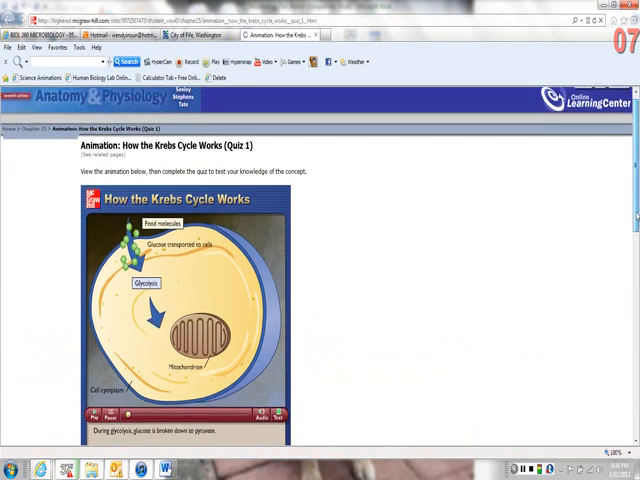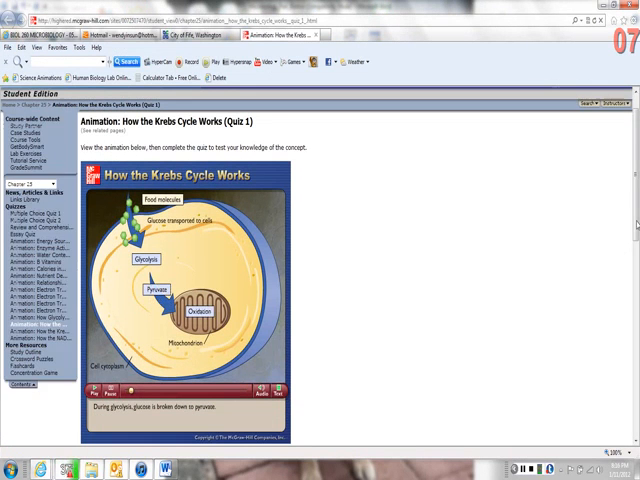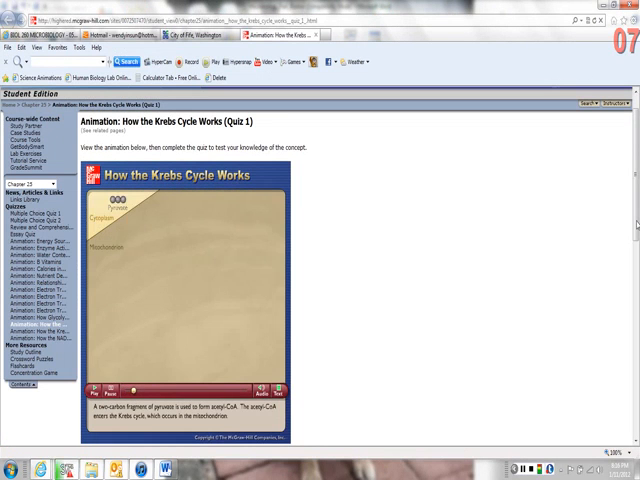During glycolysis, glucose is broken down to pyruvate. A 2-carbon fragment of pyruvate is used to form acetyl-CoA. The acetyl-CoA enters the Krebs cycle, which occurs in the mitochondrion. During the conversion of pyruvate to acetyl-CoA, carbon dioxide, CO2, is produced and a molecule of NADH is formed. The 2-carbon acetyl portion of the acetyl-CoA is transferred to a 4-carbon molecule, producing a 6-carbon compound. The CoA carrier molecule is released.